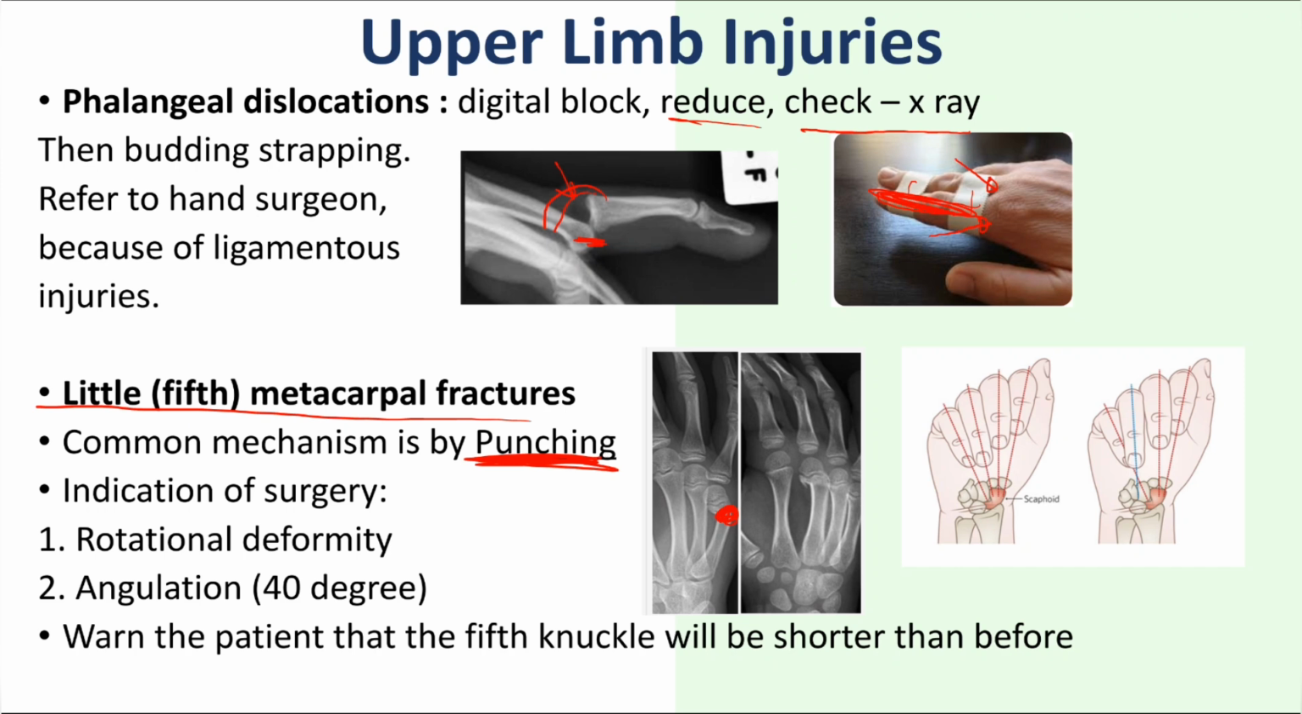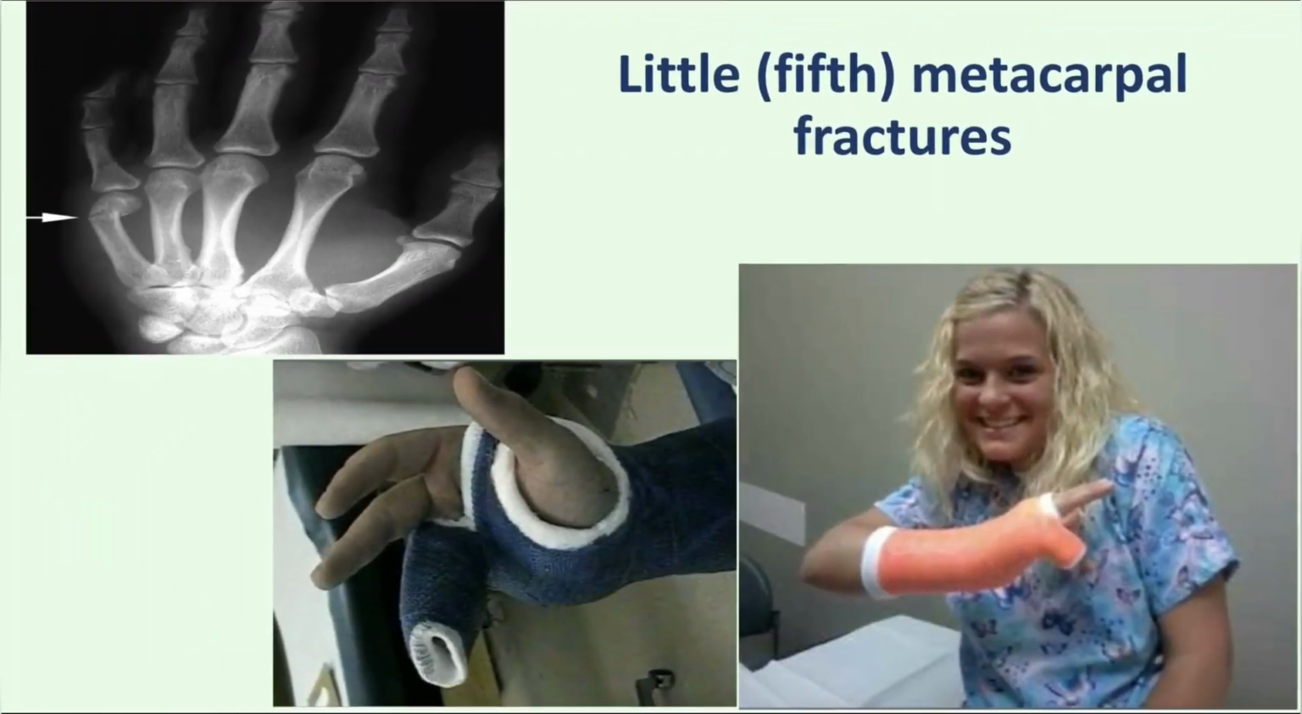They have a medico-legal background. In these patients, it just needs a back slab. But if there is rotational deformity, or there is angulation more than 40 degrees, you have to send for surgery. Warn the patient that the fifth knuckle will be shorter than before, even after treatment. So this is the fifth metacarpal fracture, called boxer's fracture. It needs that type of back slab, which is called cobra.